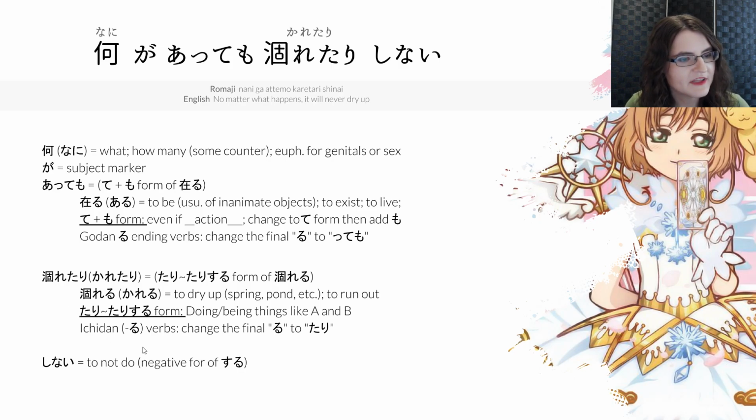For this tari form, you would take the ru and change it to ta and add ri. So it's like making it past form and then adding a ri on there for this ichidan verb. So this kareru becomes karetari. And you'd usually have this karetari suru, which means doing things like A and B. So if you were like tabetari and nomitari, that would be doing things like eating and drinking. But here we're only having this kareru, which means to dry up. So we can think about it as doing stuff like drying up.